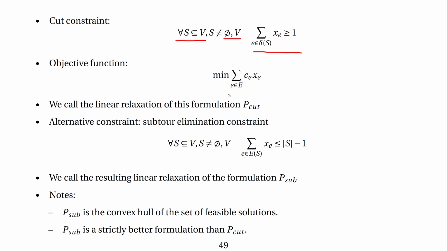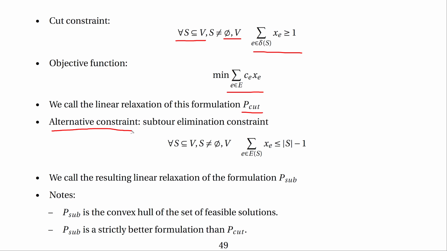Now, the objective function is a sum over all edge variables. We would like to minimize the sum of CE times XE. So each edge has a cost, and if the edge is selected via the variable XE, then the cost is incurred. We call the linear relaxation of this formulation P-cut.